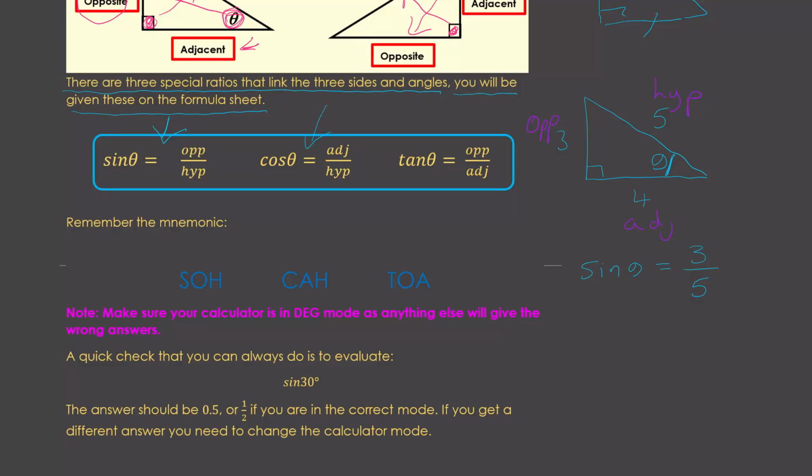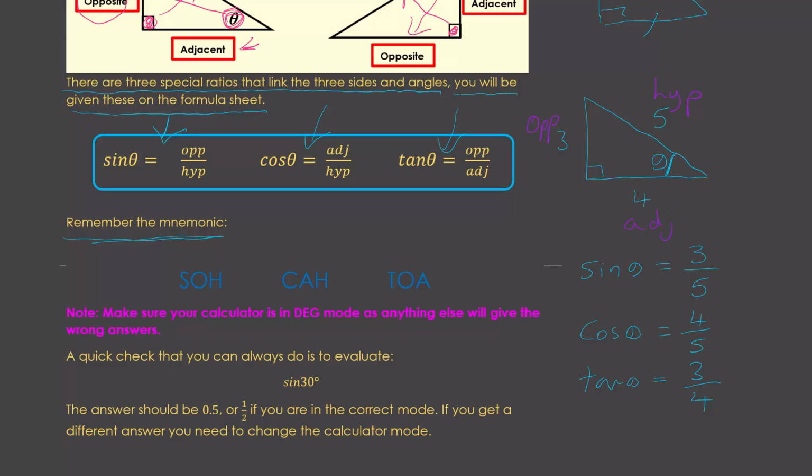Then the cosine of theta is equal to the adjacent over the hypotenuse. So cos theta in this case would be 4 over 5. And the tangent of theta is the opposite divided by the adjacent. So tan theta here would be 3 divided by 4, 3/4.